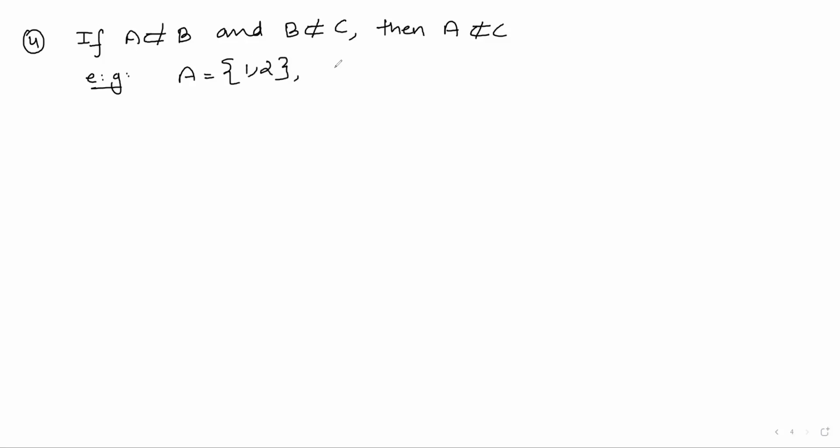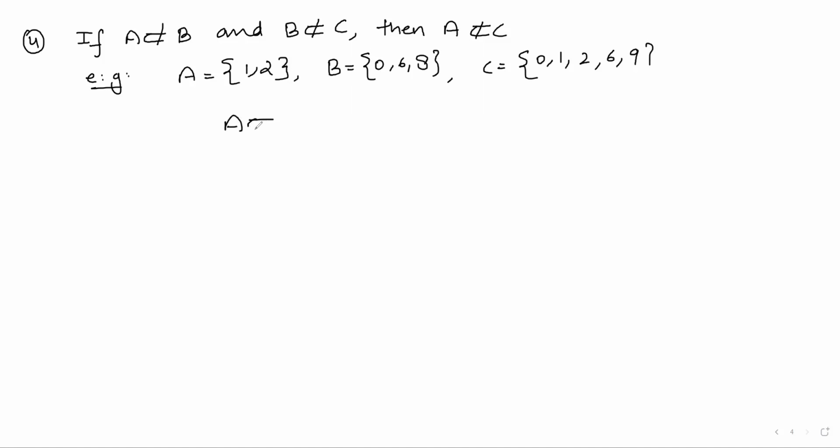Okay. So if A is not a subset of B and B is not a subset of C, then A is not a subset of C. This is true or false? This is true. Okay, we will take an example. A is equal to {1, 2}. B is equal to {0, 6, 8}. And C is equal to {0, 1, 2, 6, 9}.